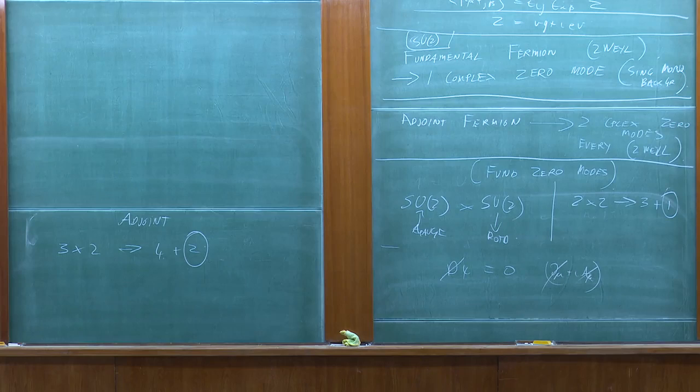Right? You do an SU2 gauge rotation here. This is not a symmetry of this equation because A mu is not invariant under SU2 gauge transformations. You do the rotation, it changes A mu. This is clear? So it's not a symmetry of the equation, so it will not be a symmetry of solutions.